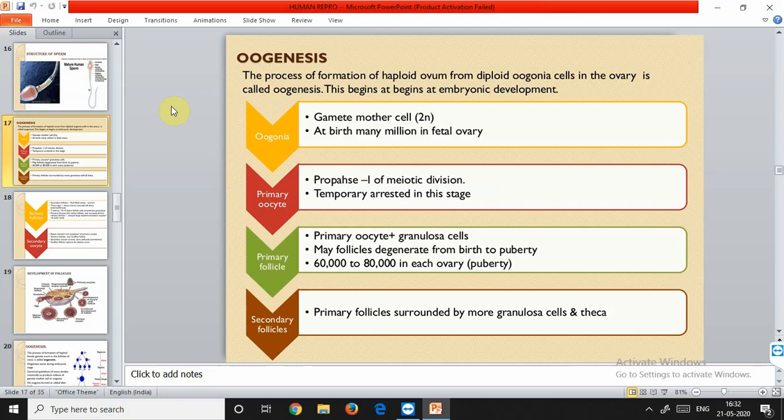The nuclear growth is due to the accumulation of a large amount of nuclear sap. When the nucleus grows to a very large size, usually due to the accumulation of nuclear sap, the term used for this nucleus is the germinal vesicle.